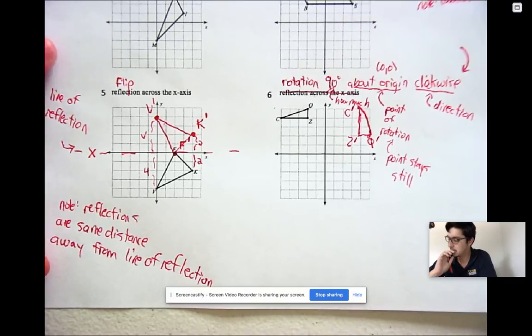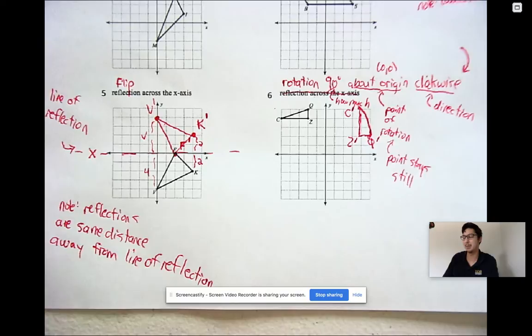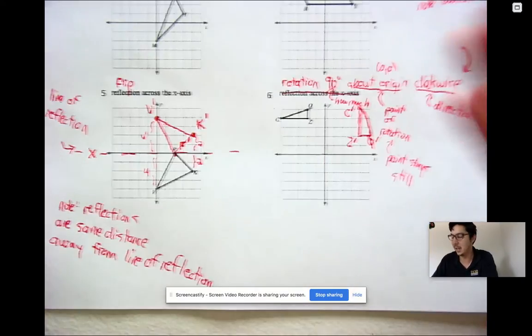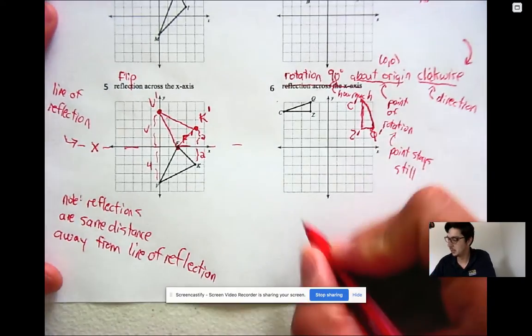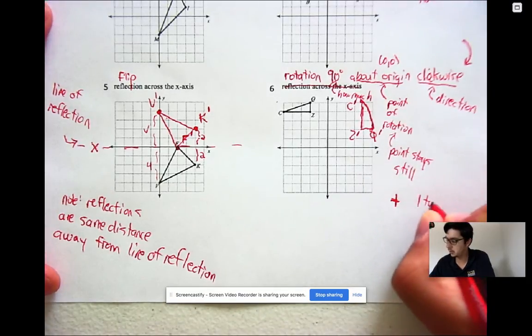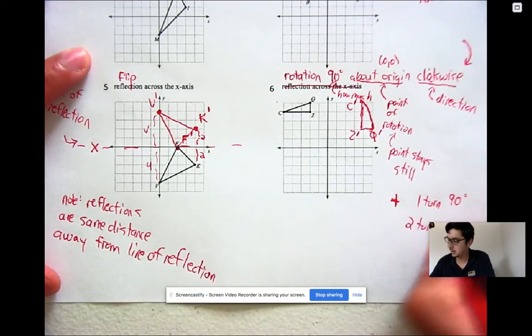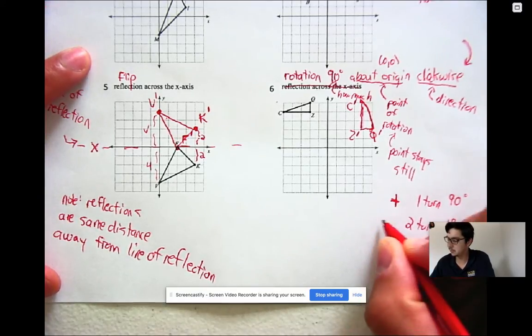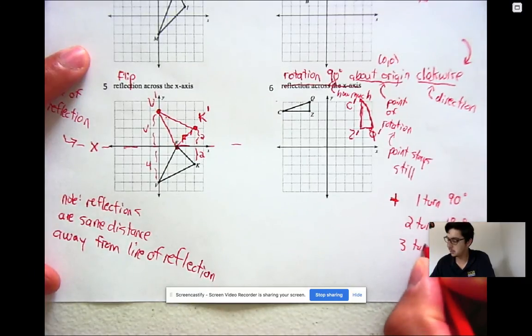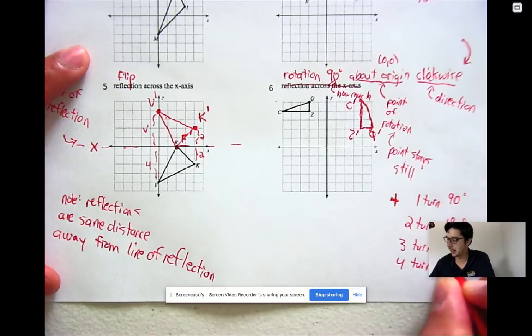Okay. There are other methods, maybe you know about them, but that's the method that we'd be doing if we're in person. I want you to try to be able to do it at home. So at your point of rotation, make a plus sign. One turn is 90 degrees. Two turns is 180 degrees. Three turns is 270, and four turns is back at 360, which is back where you started.